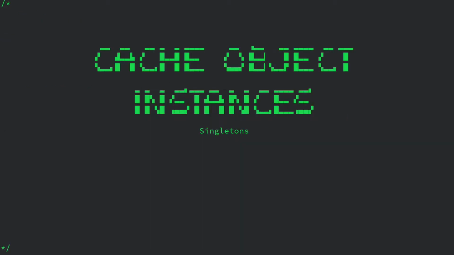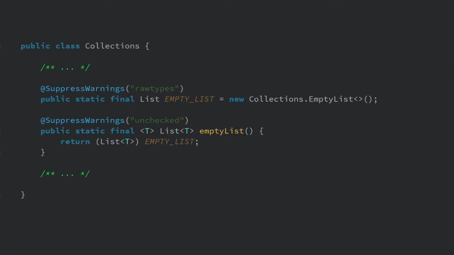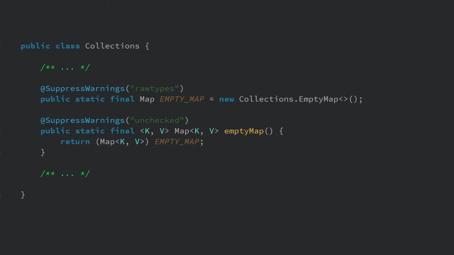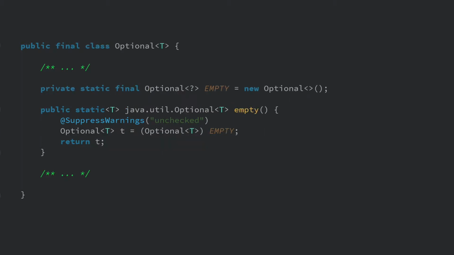Cache object instances: singletons. Another interesting technique is that static factory methods don't have to return a new instance each time, they can return a cached object. Some static factory methods in the JDK only return a single instance. For example, in the Collections utility class, the methods emptyList, emptySet, and emptyMap each return a single instance of an object. So does Optional.empty, and there are many others.